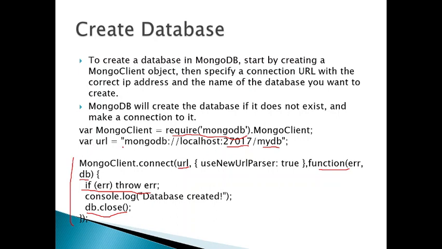After configuring the URL, you will call the function MongoDB.connect. It is an async function. It takes three parameters. Two parameters are compulsory and one is optional. The first parameter is the URL. And the second parameter is the optional parameters where we can define the new URL parser or discovery pattern, etc. Different parameters are available, so we can define it. It is totally optional. And the third parameter is the callback function, which will return the error or connection to the database.